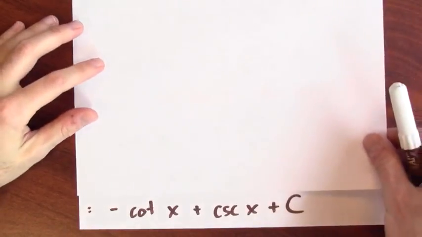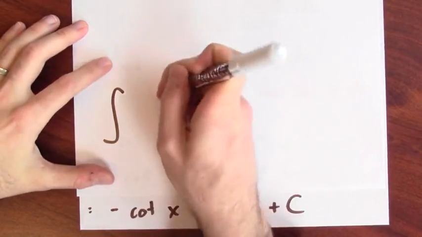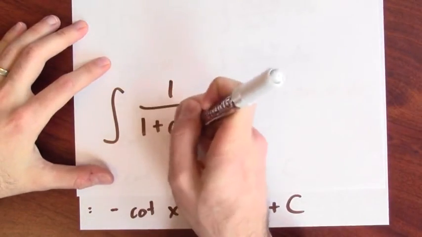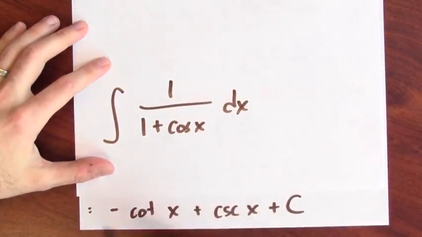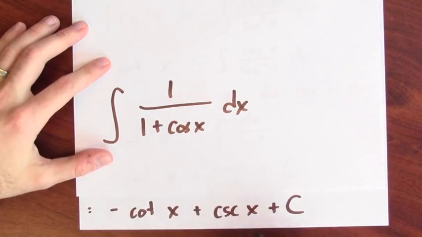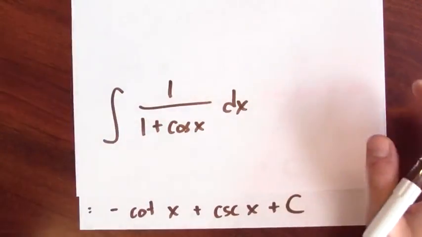Let's put it all together. What I'm claiming here is that the antiderivative of 1 over 1 plus cosine x dx is negative cotangent plus cosecant, plus some constant. If you haven't already, I hope you're getting the idea that there are some really clever things that you can try to make these substitutions work.